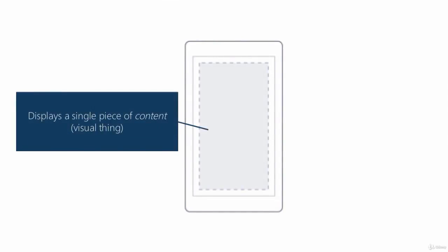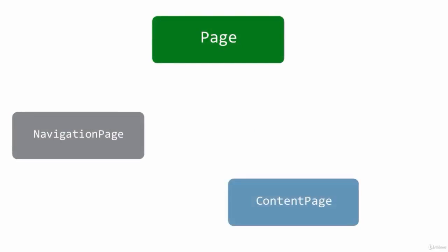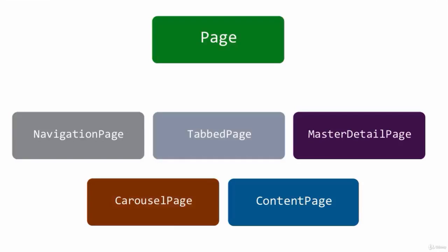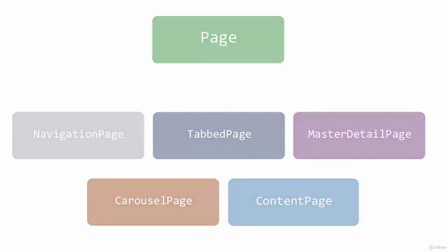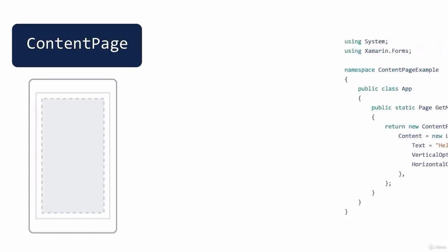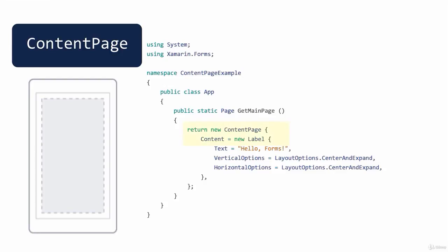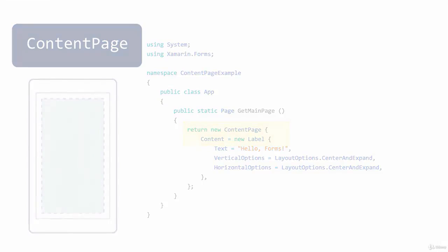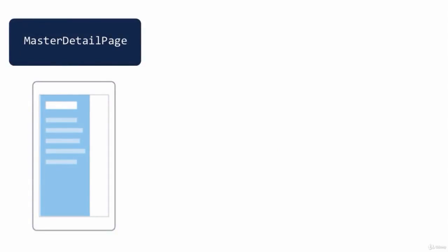Page represents a single screen in your application, and your application will always have at least one of these. This is an abstract class, and there are several derived types that are used for a variety of purposes. One of the main page types you will use is the content page class, which is used to hold a single piece of content assigned through a property named content. Most apps will subclass content page for each screen they create, and this is actually the default page added into your app.